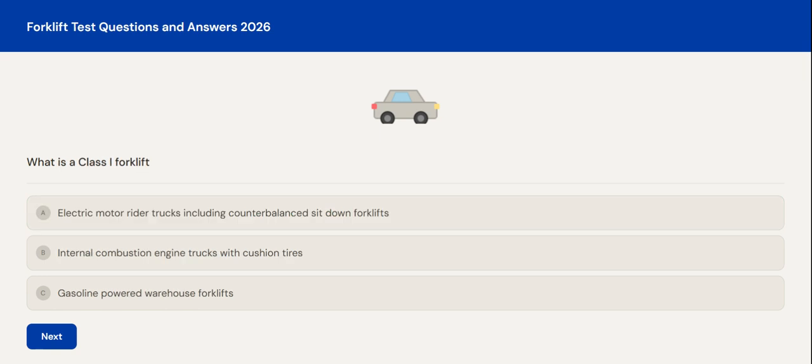Next question. What is a Class 1 forklift? Electric motor rider trucks, including counterbalanced sit-down forklifts. Class 1 is the most common type in warehouse environments. Electric-powered, indoor use, sit-down operation.